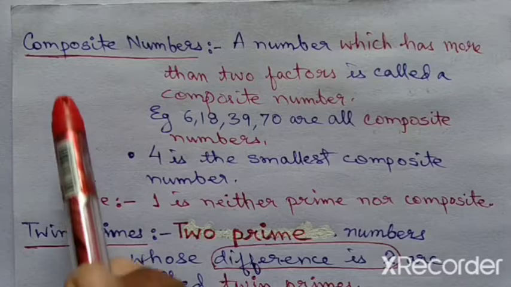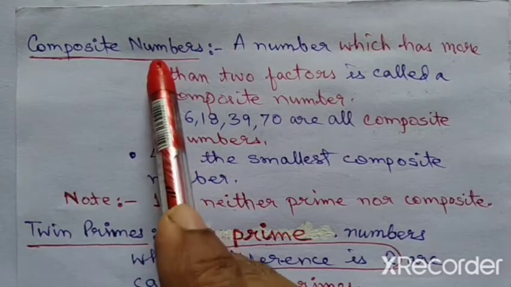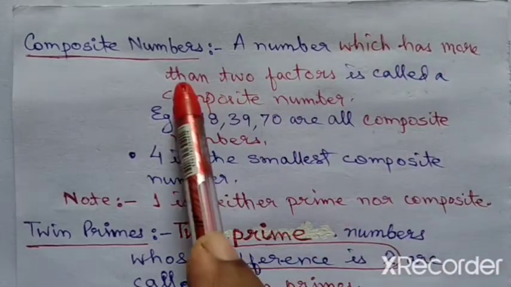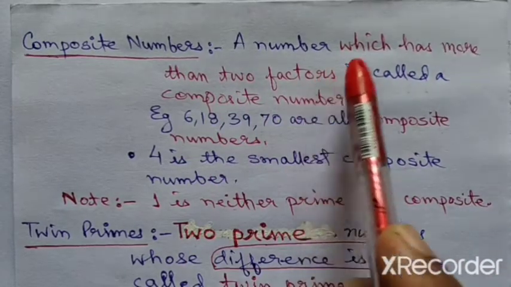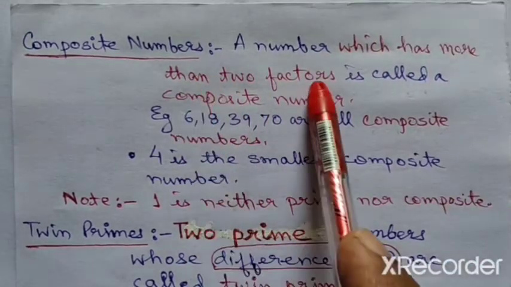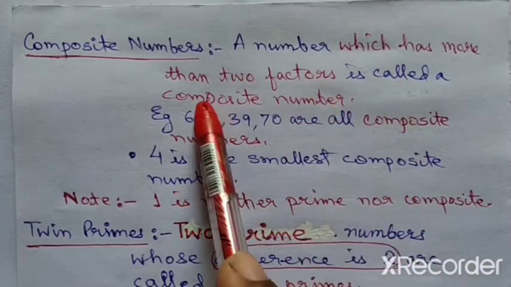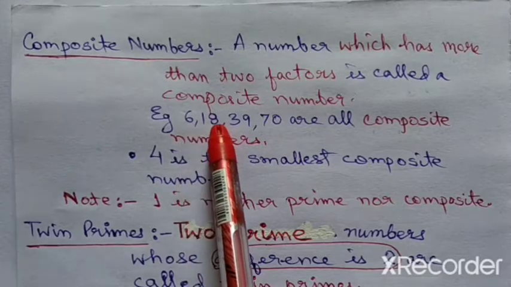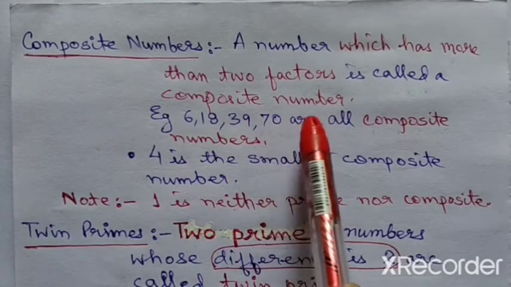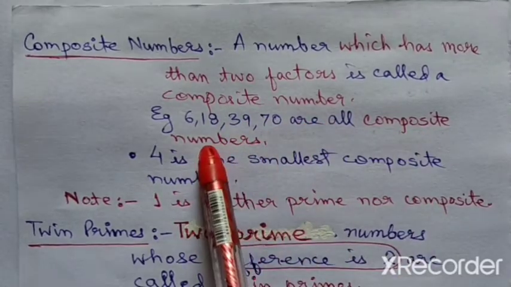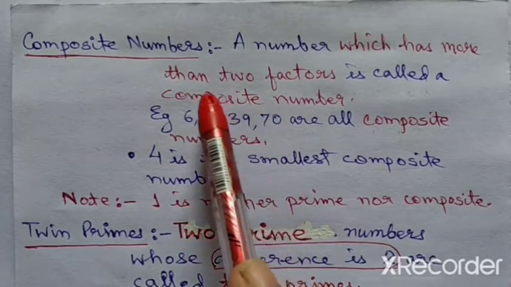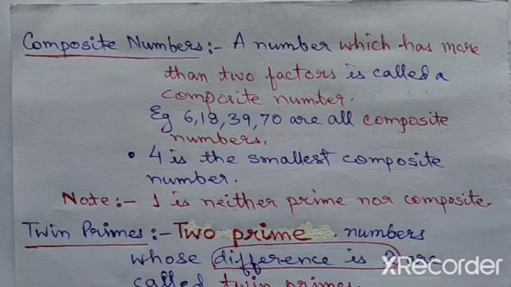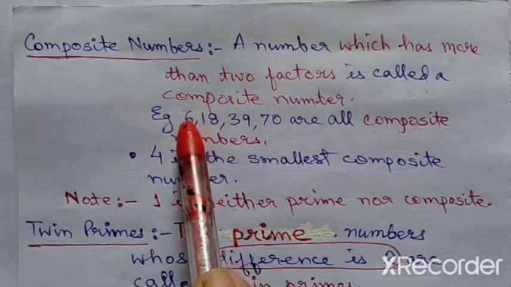Now children, the next topic is composite numbers. What is the meaning of a composite number? A number which has more than two factors is called a composite number. For example, 6, 18, 39, 70 are all composite numbers. Why? Because they all have more than two factors. That is why these are called composite numbers.